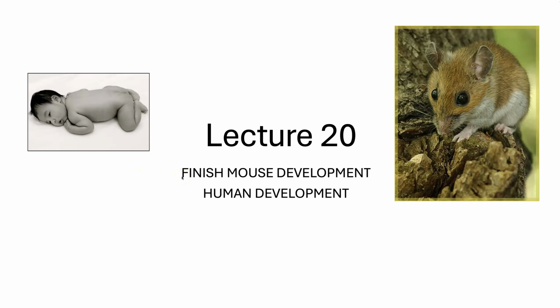Okay, this is lecture 20, which I think is going to be relatively short for the prep. We'll finish mouse development. I'll talk about gastrulation. I'm not going to talk about turning, and so we'll leave the mouse embryo at the end of the gastrulation process. And then I'll just talk a little bit about human development.